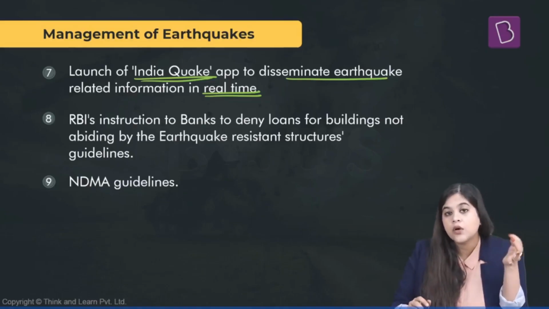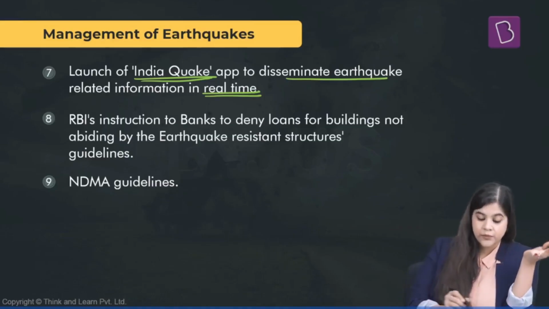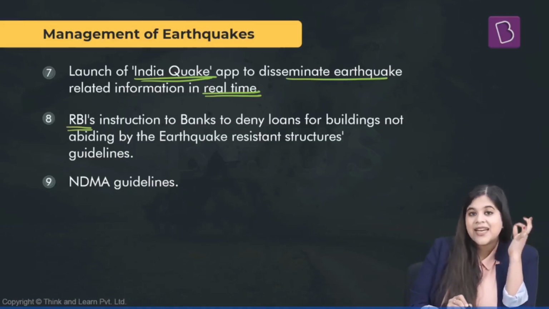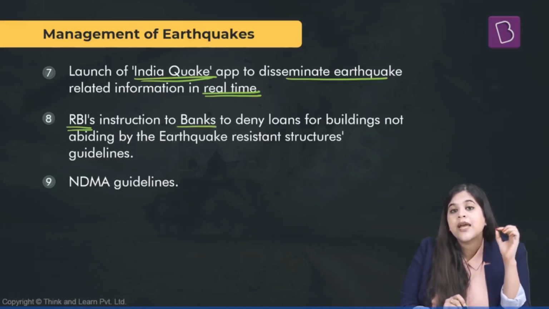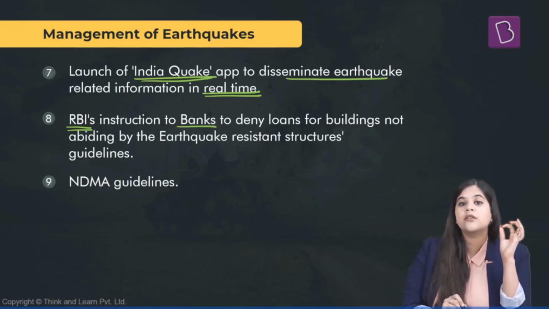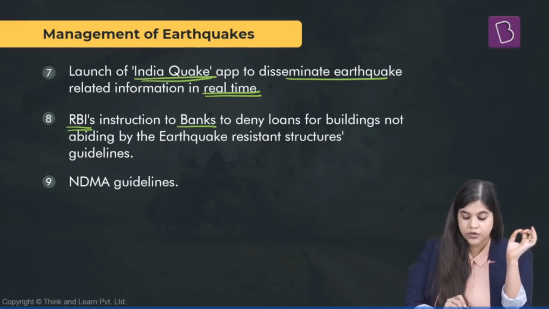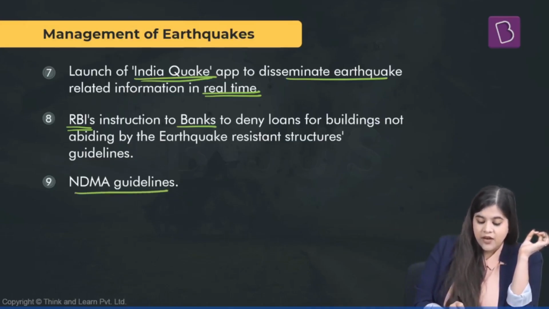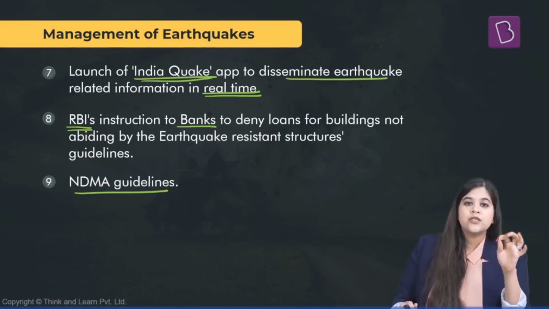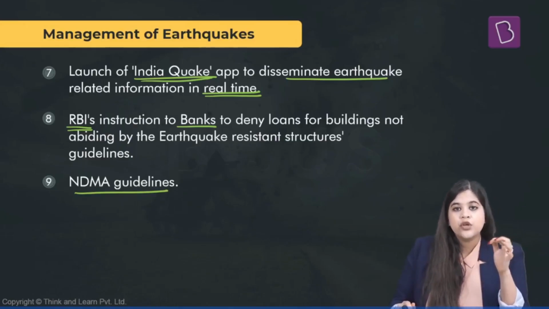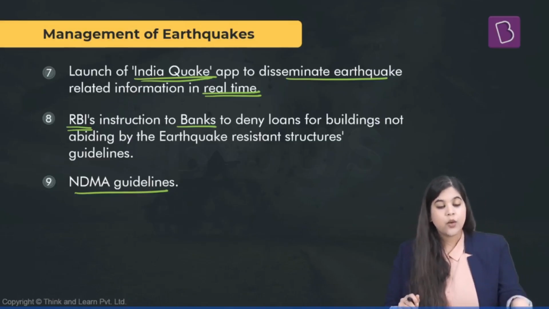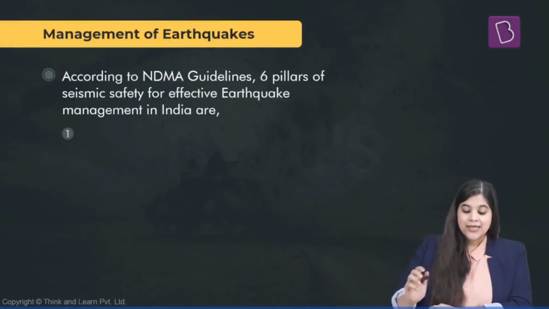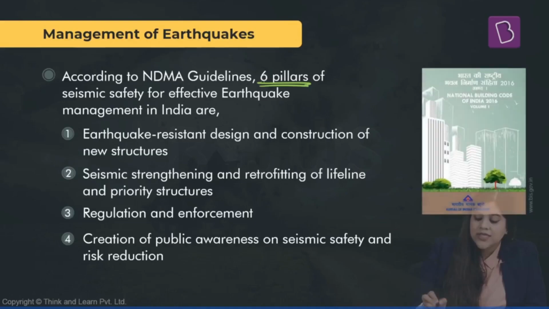Apart from that, another non-structural measure that has been taken by RBI is that it has given instructions to banks to deny loans for any buildings which are not following the earthquake resistant building codes. Finally, we have various NDMA guidelines which have been issued to ensure that the earthquake related risk is mitigated. Now, what are these guidelines? These guidelines are based on 6 pillars of seismic safety.